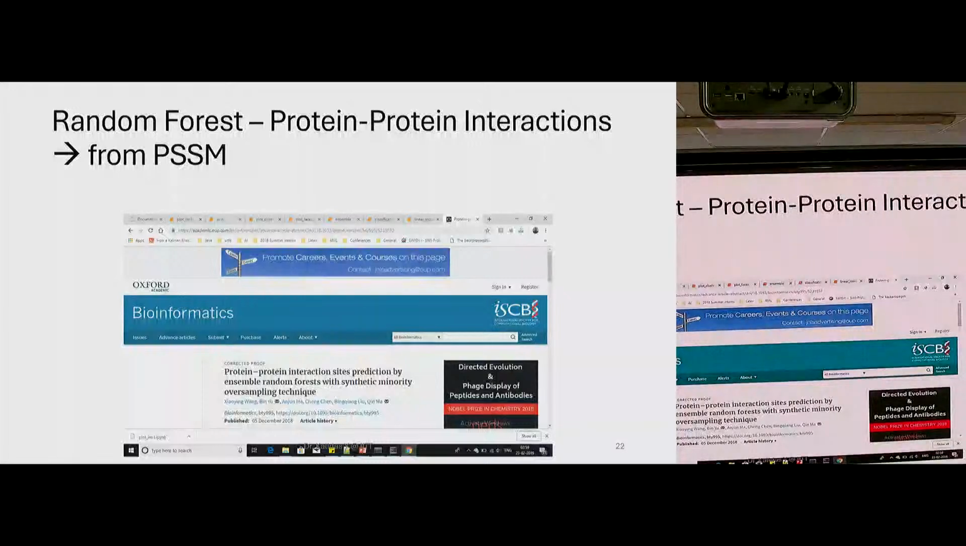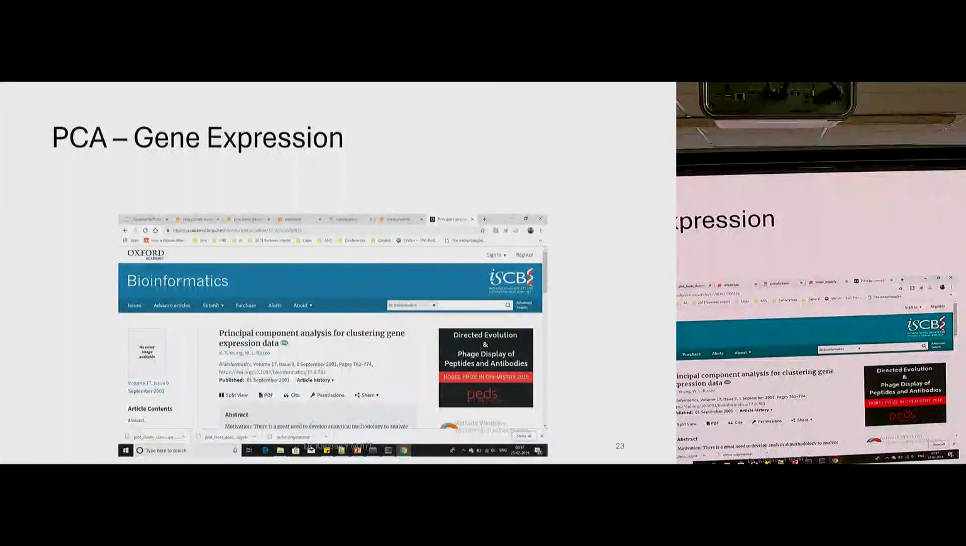So protein-protein interactions. How do I use a position-specific scoring matrix as input to the ML algorithm? The output of it is saying in these locations, interaction is going to happen. So in all of these forms, vector representation was critical. Then principal component analysis of gene expression. Can I cluster the gene expression data? Can I cluster the genes based on the lower dimensional projection of those genes? The answer is yes. If you are able to express all the gene expression in the form of a vector, you can calculate the eigenvectors and take the top 2 components of eigenvectors, project them and cluster them in that lower dimensional space.